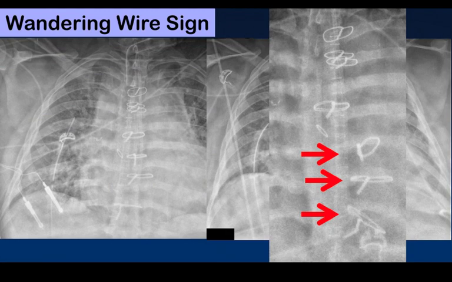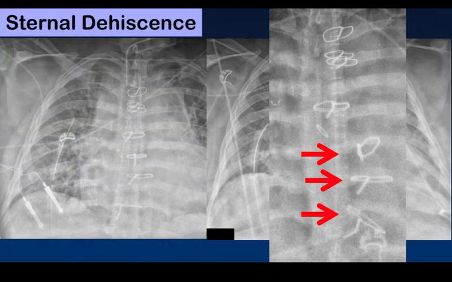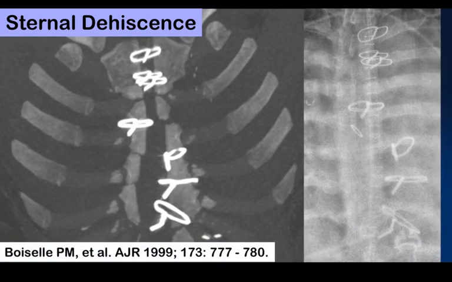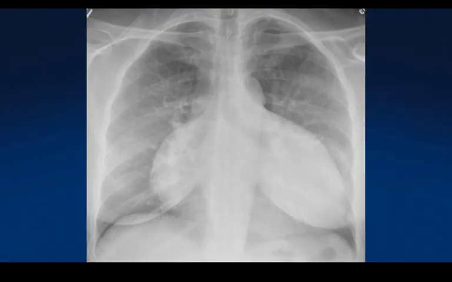And when you see the wires begin to wander, you have to be concerned about the possibility of a sternal dehiscence. And in this case, in the reconstructed images, we can see that the inferior 3 wires have gone with the left half of the sternum. There's a very broad-based dehiscence. The middle wire has stayed with the right half, and the upper 3 wires are sort of straddling the fence in the manubrium as they're trying to hold it together. So the wandering wire sign, a sign of sternal dehiscence on chest radiographs.